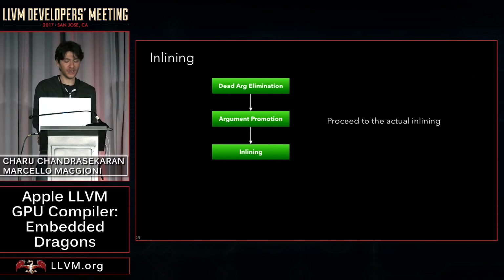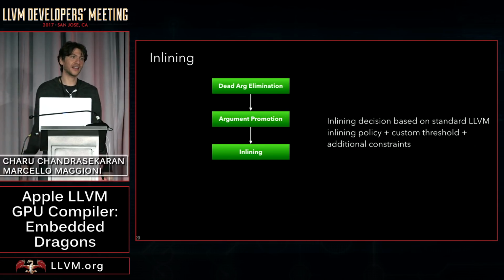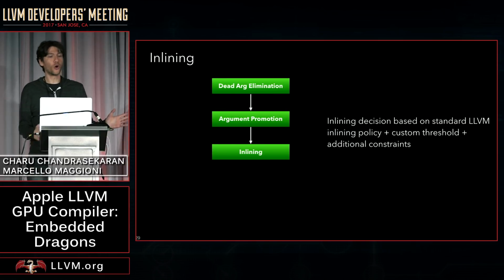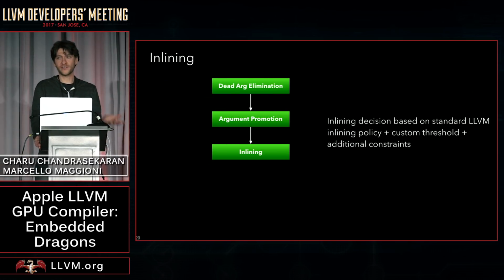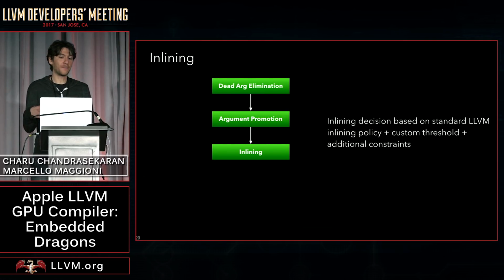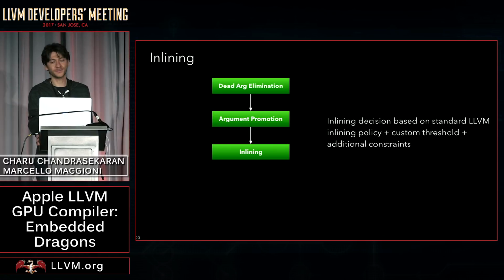And then we proceed to the actual inlining. Our inlining decisions are based on the standard LLVM inlining policies, but we have our custom threshold that leans toward inlining more. And in addition, we have some constraints that basically, if we detect certain conditions, we want to force the inlining such that we avoid bad performance that could be generated. Like for example, in the case I said before, and I'm going to show soon, of escaping pointers and not being able to optimize away memory loads.